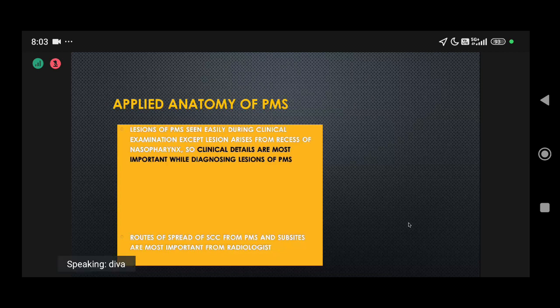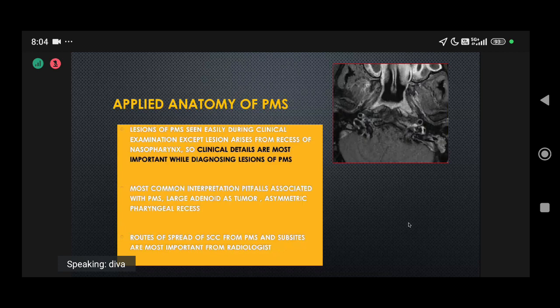This is important to know. Here we commonly see multiple interpretation pitfalls whenever we are seeing lesions of the pharyngeal mucosal spaces. For example, a large adenoid sometimes mimics a tumor, or there is an asymmetric thickening of the pharyngeal recesses, which is commonly seen. For example, here you can see a contrast-weighted MRI, and you can see some thickening of the nasopharyngeal recess on the left side, while it is normal on the right side.